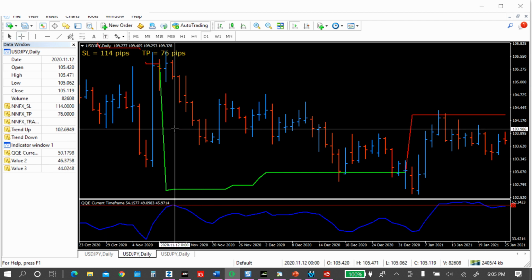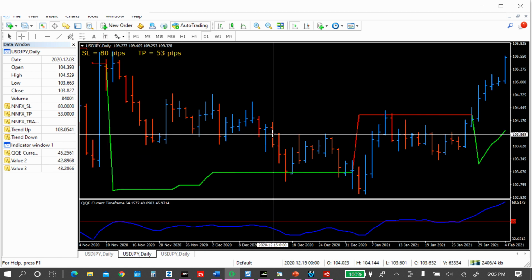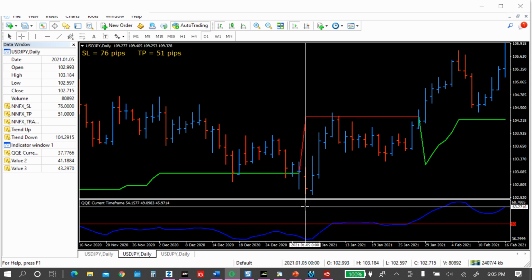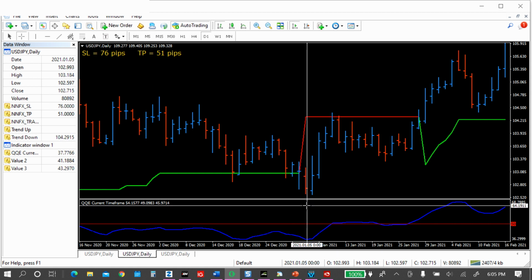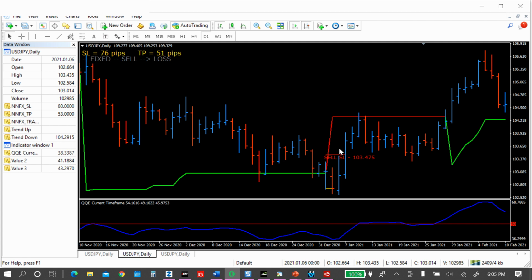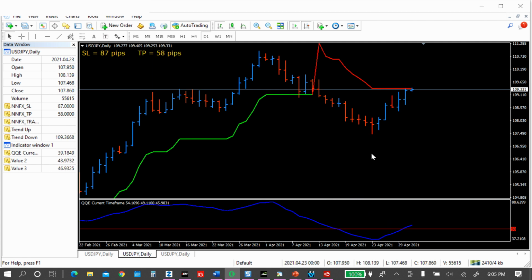Okay, so this right here, you can see it just turned from red to blue, but our QQE did not confirm, so we could not take any of that signal. Here is a sell signal. QQE did confirm. Unfortunately, though, that one didn't quite make it.